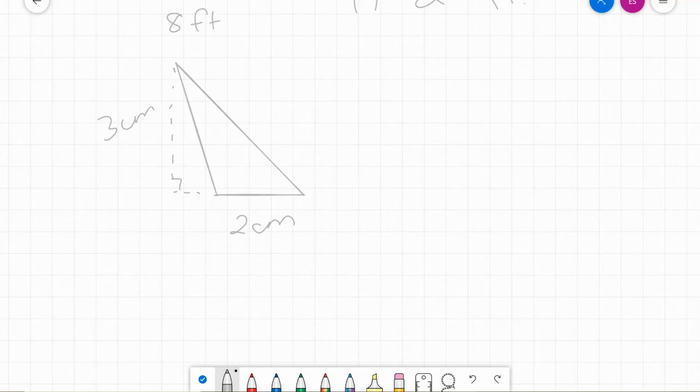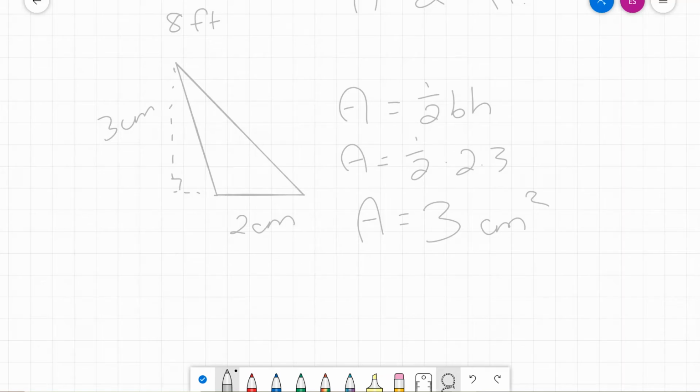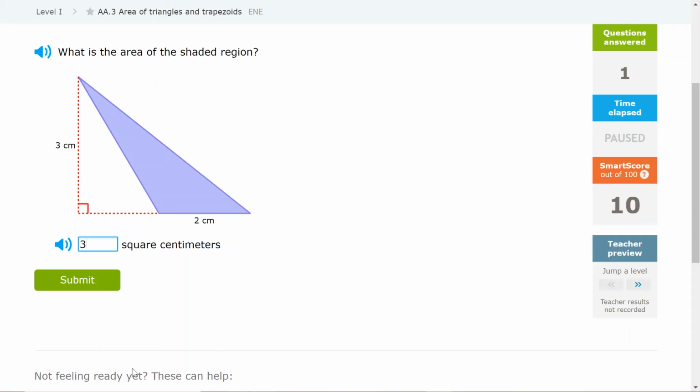Okay, let's do this problem with the 3 centimeters and 2 centimeters. So once again, always write your formula. We have area equals 1/2 base times height. So we have the area equals 2 times 3 times 1/2, and we can plug that into the calculator if you need to, and the area is going to be 3 centimeters squared. So let's go ahead and put that in, or 3 square centimeters if you're writing it out.